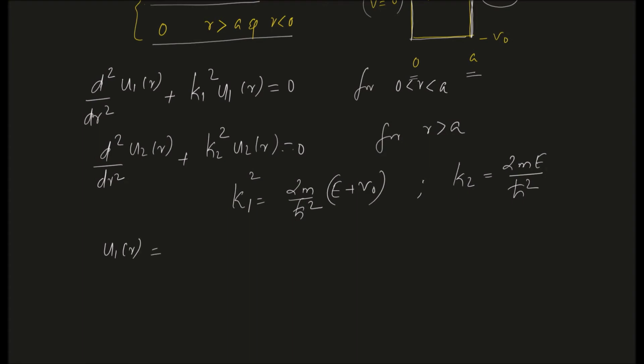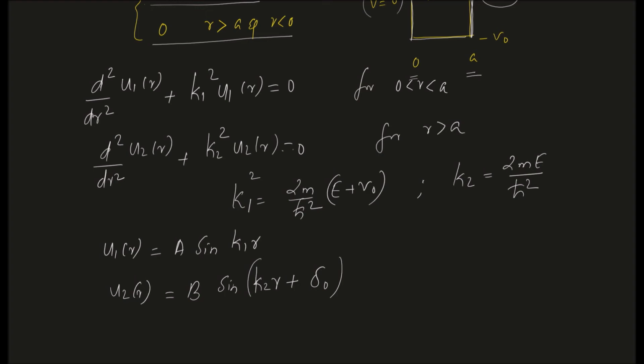u1 of r is equal to A sine k1r, and u2 of r is written as another constant B sine k2r. Then we have to add a phase shift term, because this potential will introduce some phase change in the outgoing wave compared to the incident wave. So in region 2 we have to add a phase shift term delta 0.